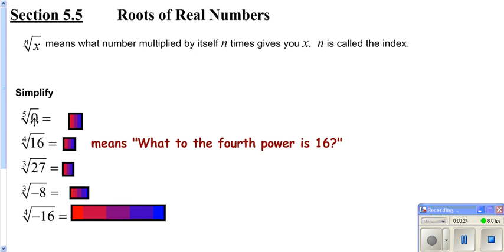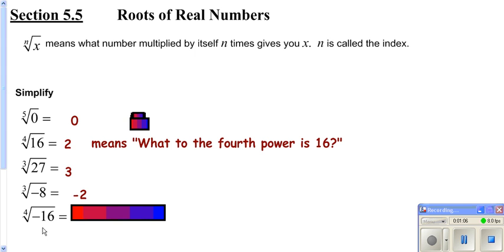So this one here means 0 times itself 5 times, or what times itself 5 times gives you 0. That is 0. Or this one here, what times itself 4 times gives you 16. Or another way to think of it is what to the fourth power is 16. And that's really what we're trying to figure out. So this would be what to the third power is 27, or what times itself 3 times gives you 27, that is 3. Same idea down here, what times itself 3 times gives you negative 8, and that's a negative 2.